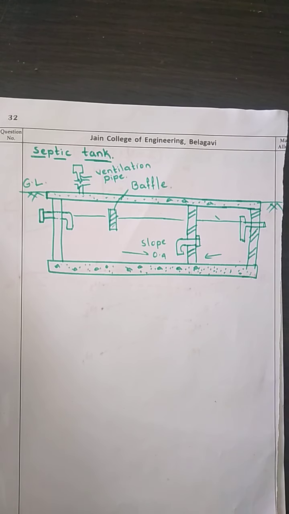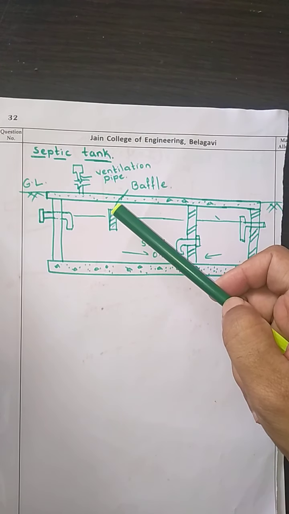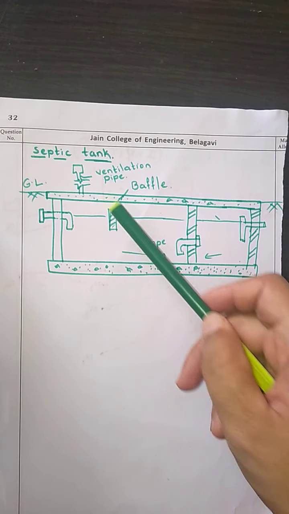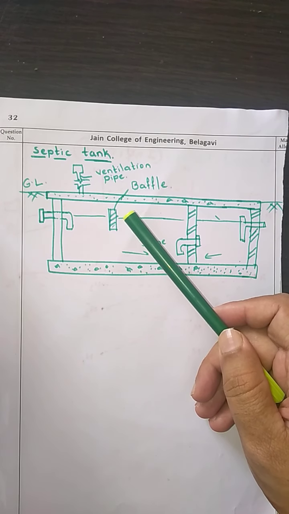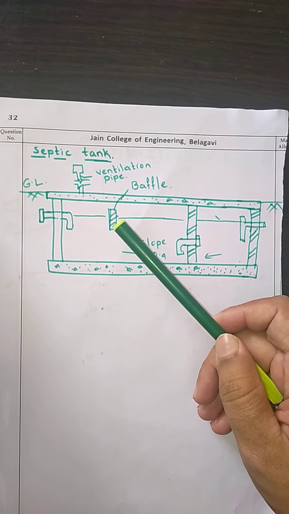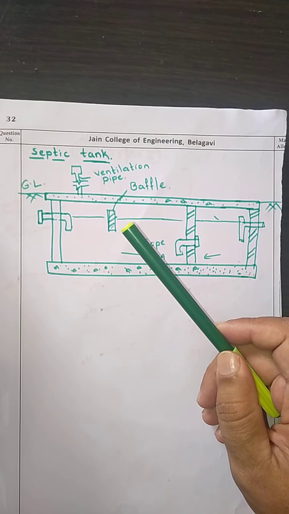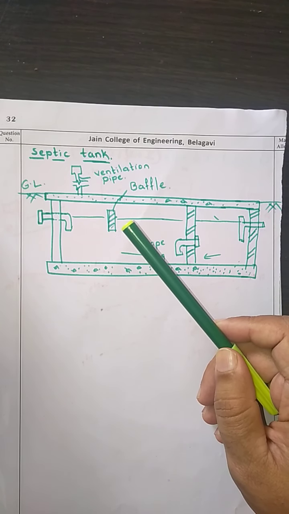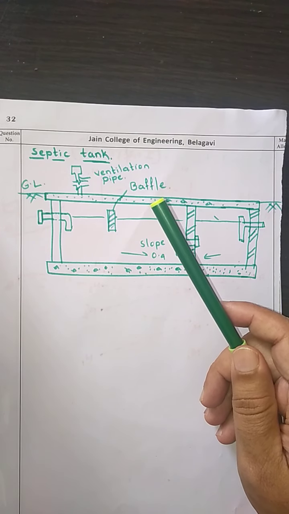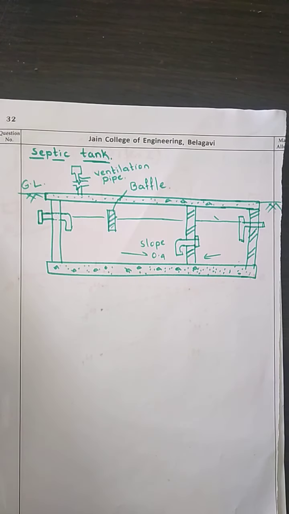The baffle wall, this particular baffle wall, is generally provided near the inlet and outlet, and it should have a depth of around 25 to 30 centimeter, and it should project around 15 centimeter above the ground level. The baffle should be placed at least around 1/5 of the tank length from the mouth of the straight inlet pipe.